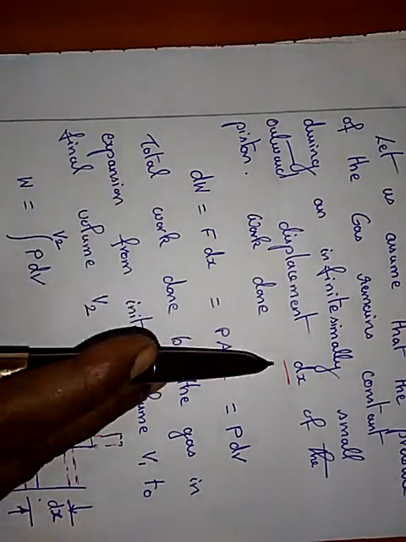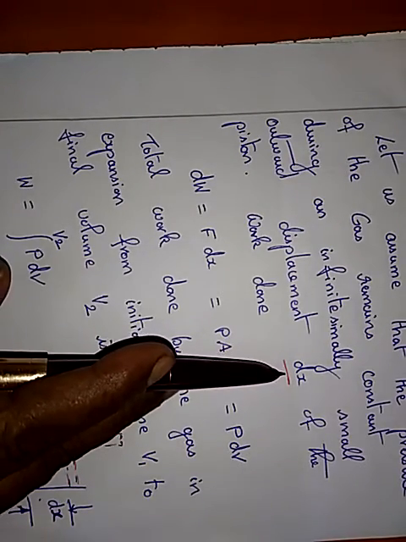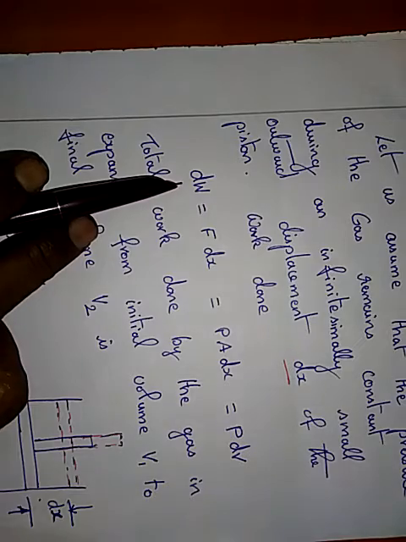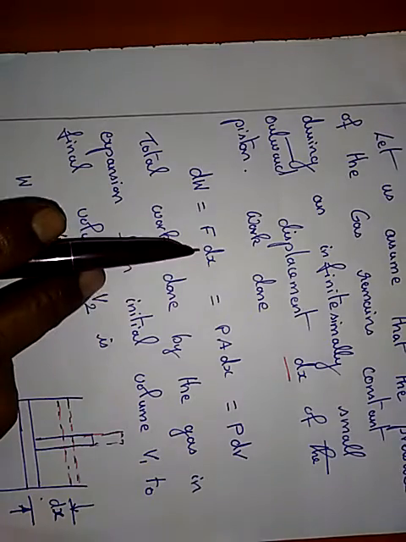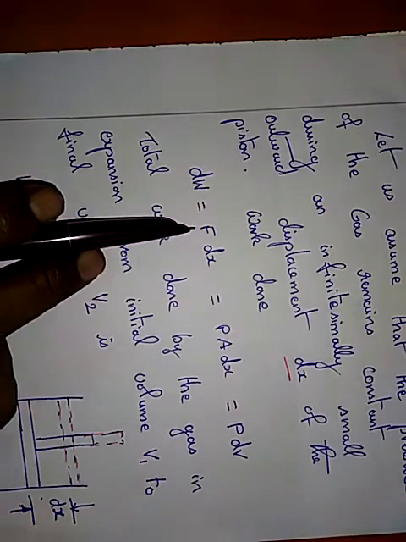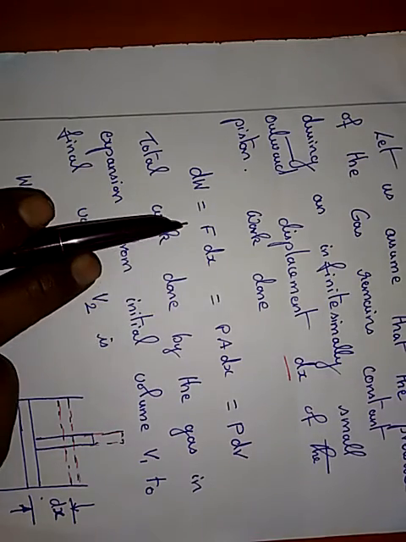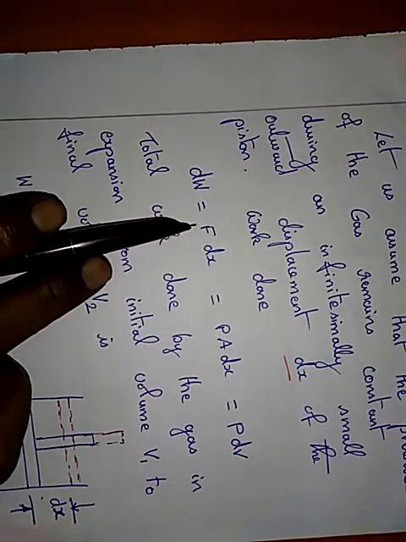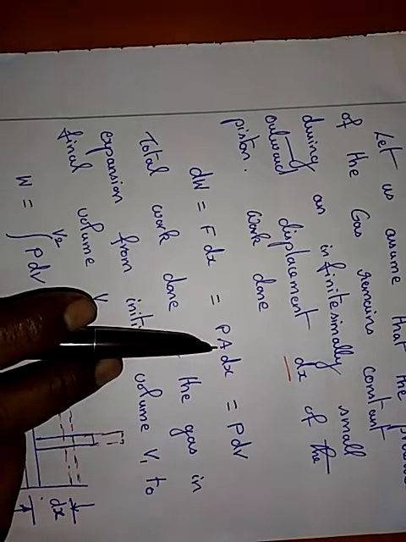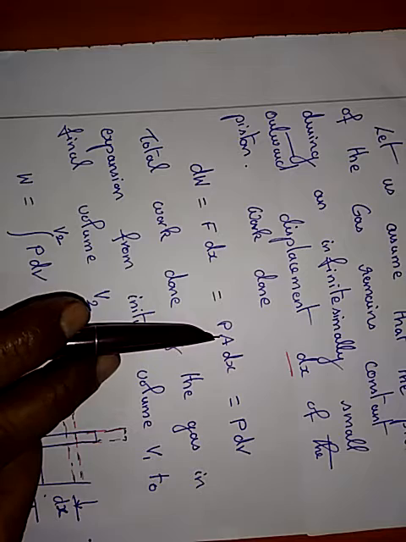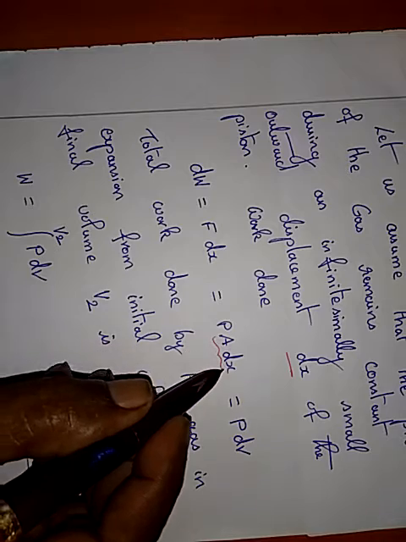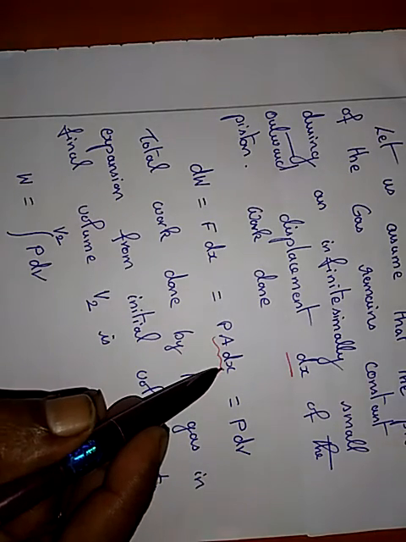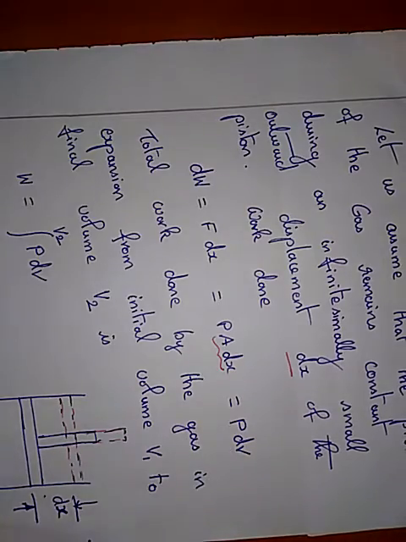Therefore, work done because of the small displacement dx, the work done is also small. So dW is the small work done because of this small displacement dx. Work done we know is force into displacement, so force into dx. Force is given by pressure into area, so in the place of force we can replace by pressure into area into dx. Now area into displacement dx, when you combine these two it becomes volume. Since the displacement dx is very small, we call it as dV, small volume.